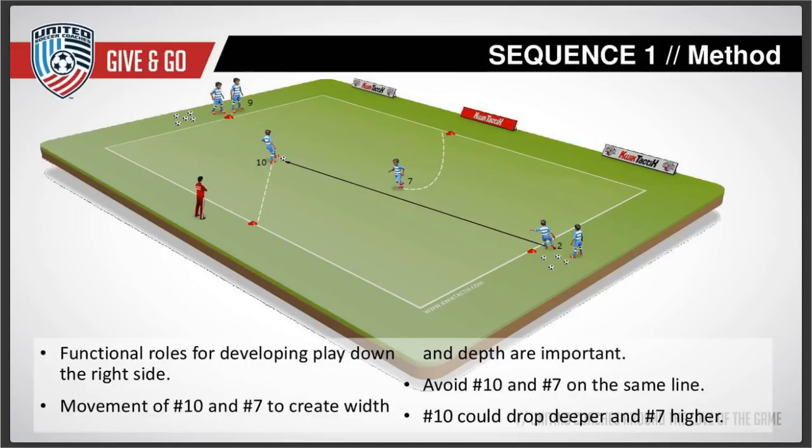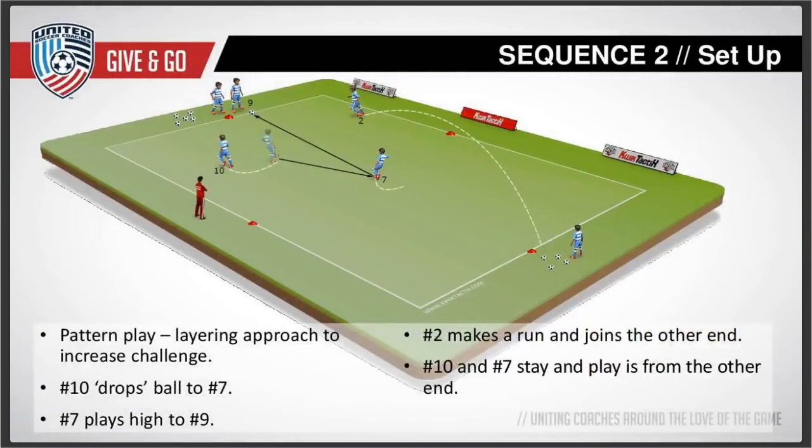And what we need to do is also look to see how the distance between the two players works and what is the ideal distance in order to play quickly and also to get the ball forward to our number 9. In the second sequence, we will see that the ball is played back. Our number 7 plays up high to our number 9, and our number 2, who played the initial pass, will make a run around the wide cone and then join into the other end.